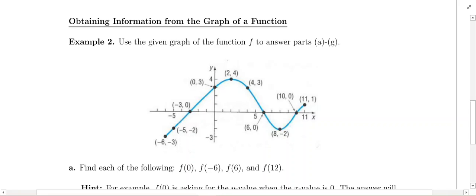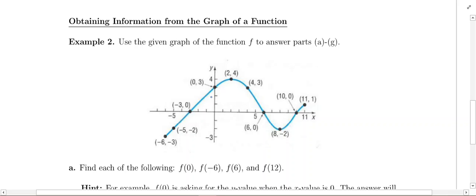Example 2, we are given a graph and we are going to use that graph to answer a bunch of questions. So you can see the graph right here. The directions say to use the given graph of the function f to answer parts A through G. So the questions continue on this page and then throughout the next page. Okay, all right. Just a word of warning, these questions are kind of random. All right, let's get started in part A.